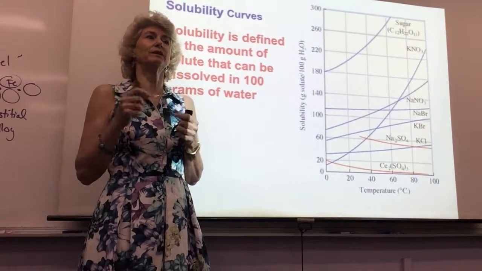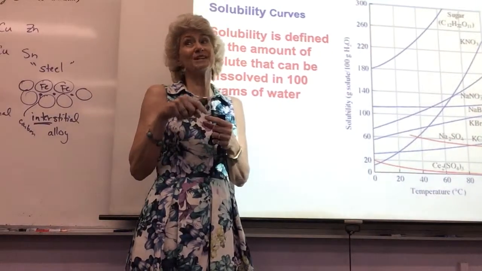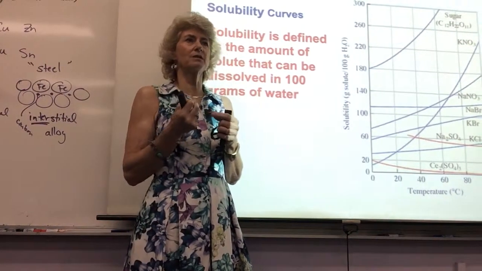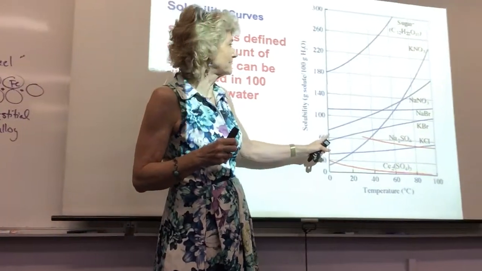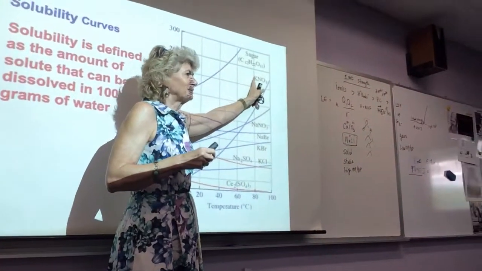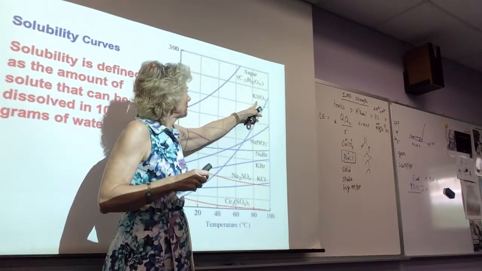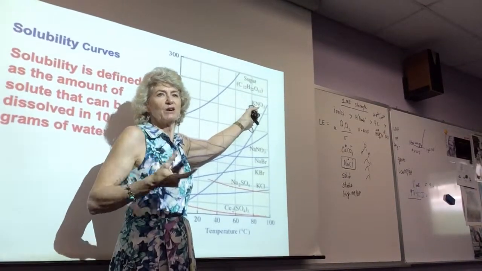How do you know it's saturated? It won't mix in anymore. It just falls straight to the bottom of the beaker. So let's look at something you know. Maybe not. Potassium nitrate. It's an ionic compound. It's pretty harmless.